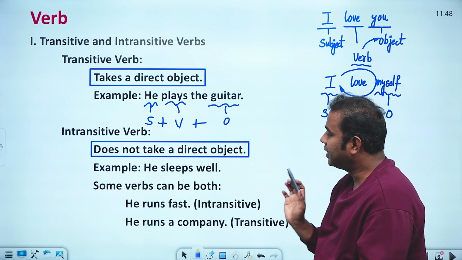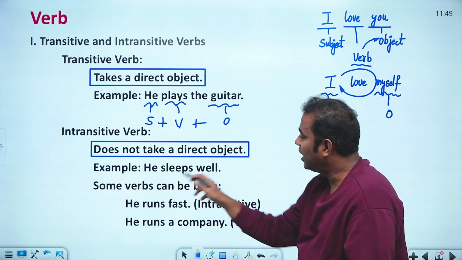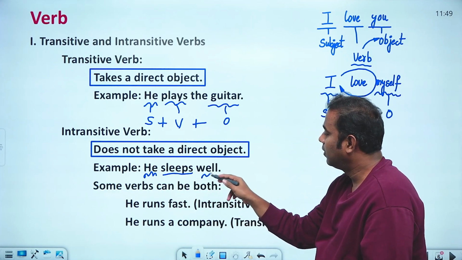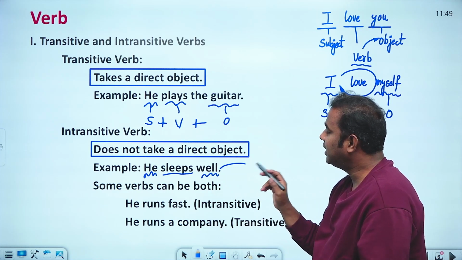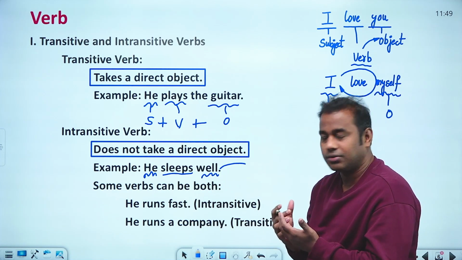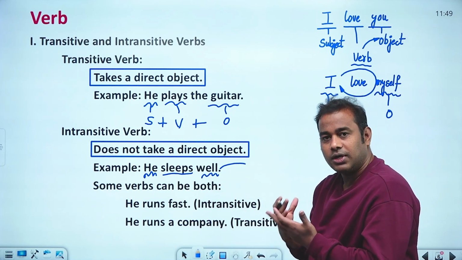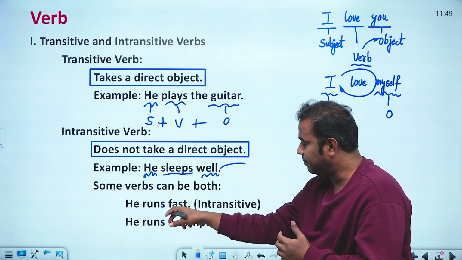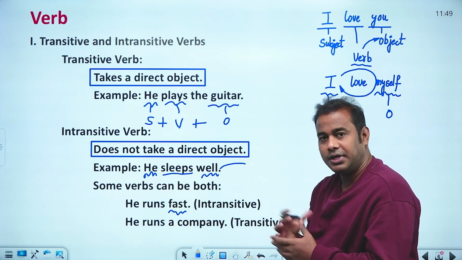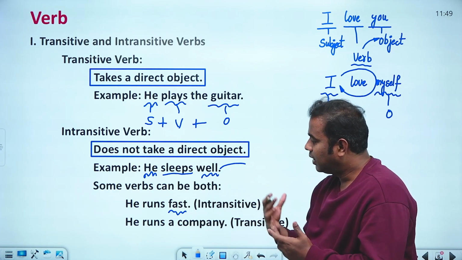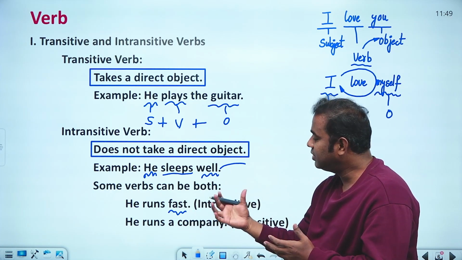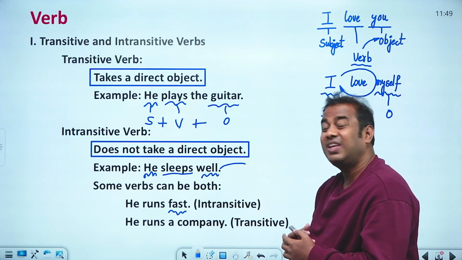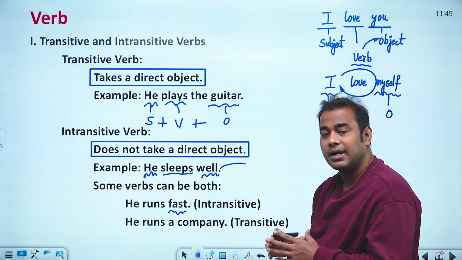The same thing, look at here: he sleeps well. This well is basically a description, like an adjective. So he sleeps well. What is actually happening here? Similarly, he runs fast. How did he do it? He is performing an action, and the way he is performing the verb is the description here. In these cases, this is basically an adverb.